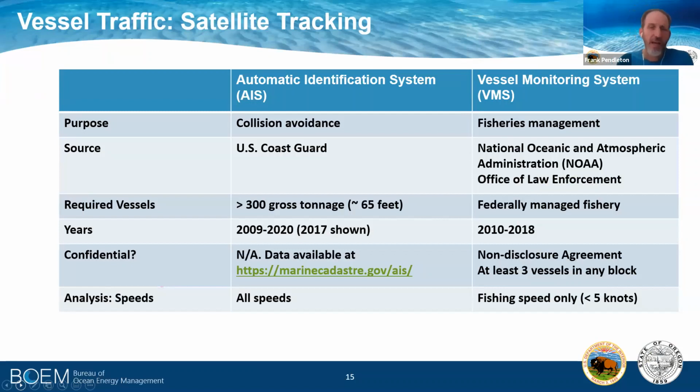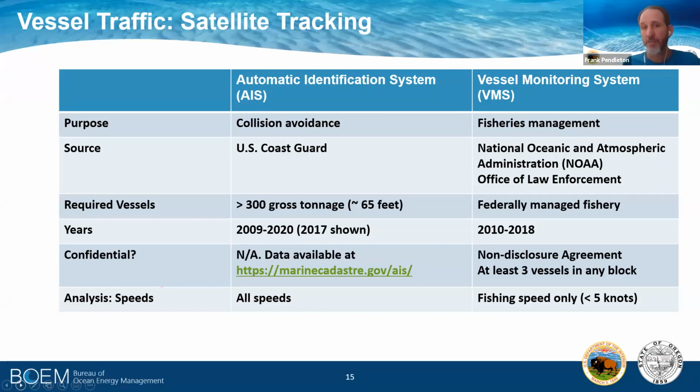In the first case, the AIS data, the whole purpose of it is collision avoidance, and it's a Coast Guard data set. We reuse it to find out where the boats have gone. Some boats don't need it, only boats over 300 gross tonnage. To put that in terms the average person understands, that tends to be about 65 feet, give or take. Gross tonnage and feet aren't the same, but it gives you an idea of the size of boats we're dealing with. In this case, we've got data from 2009 to 2020. And this data is readily available. Anyone can go to this site here, the Marine Cadastre, and get it if you're interested. And we've analyzed all speeds. So that's one way for us to get to where the boats are.